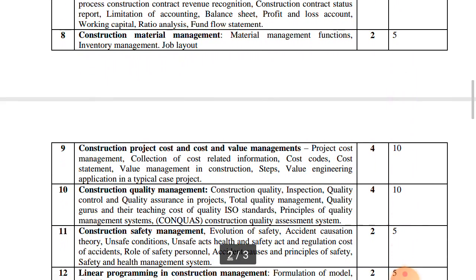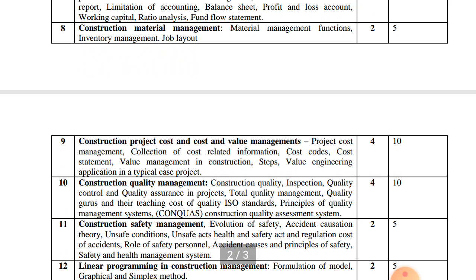So in construction material management, we discuss the different types of materials used in the construction industry, which material is required at what time, the layout of material management, stock, material management functions, and inventory management. All these things are discussed in construction material management. The different types of materials, their records, and stock records are discussed in chapter number 8.